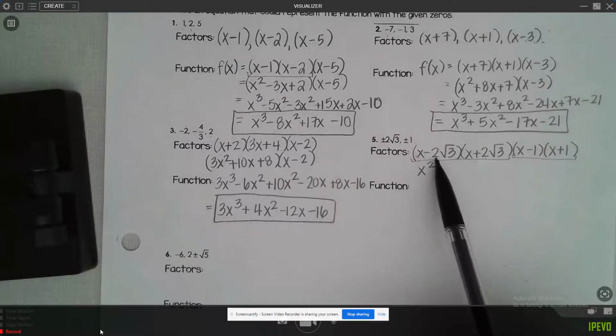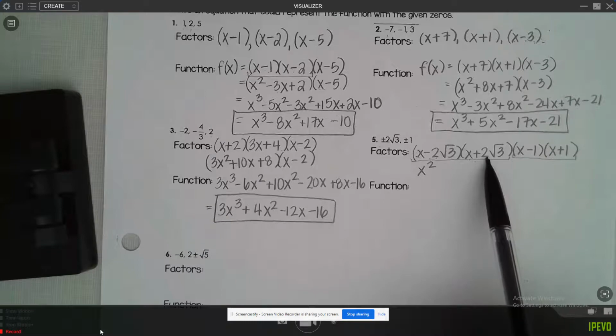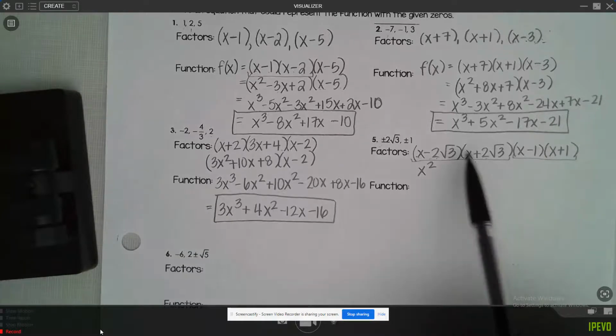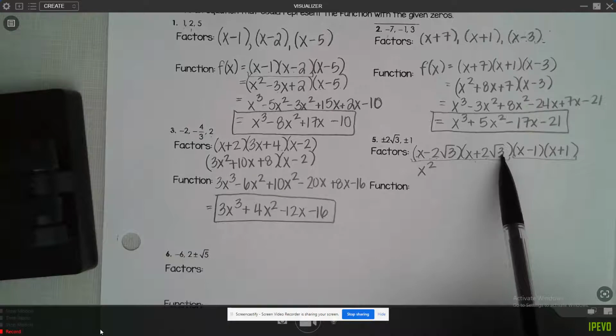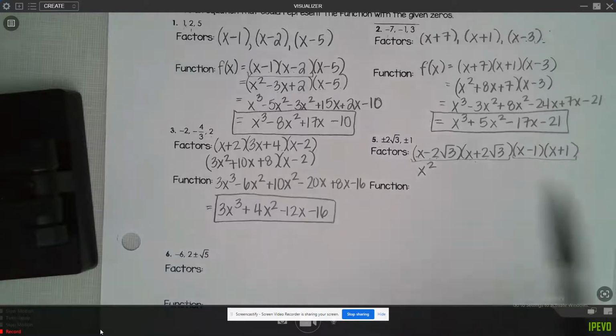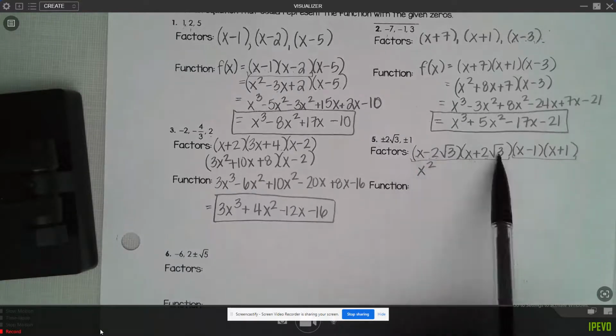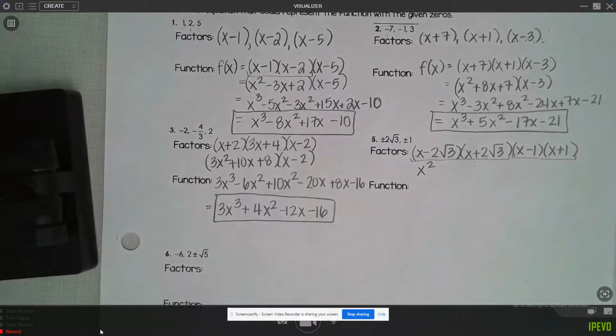Negative 2 times 2 is what? Negative 4. Radical 3 times radical 3 is radical 9. Square root of 9 is 3. What operation is between the negative 4 and the 3? Multiplication. Does everybody see what I just did?